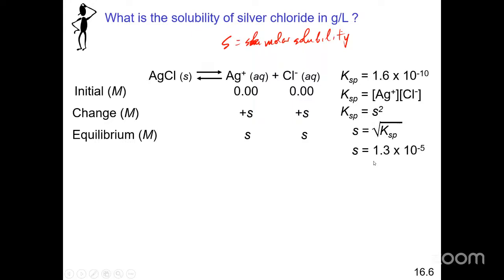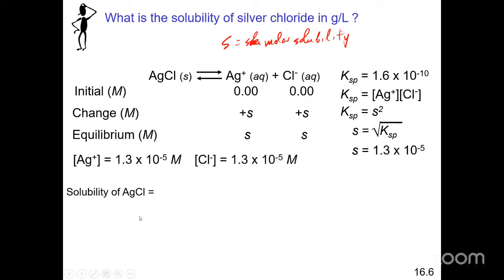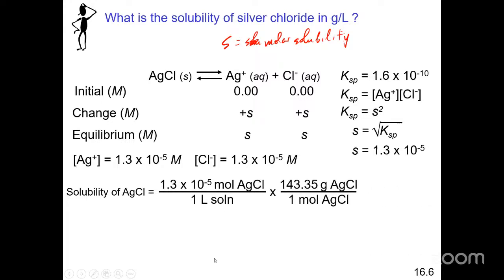But we cannot stop there because the question is not asking for the molar solubility. The question is asking for the solubility in grams per liter. So what that means is that you have to take the molar solubility and multiply it by the molar mass of silver chloride. Of course, you know how to do that by now. Then you do your number crunching, and you're going to end up with your answer being 1.9 times 10 to the minus 3 grams per liter. And that's basically how you find the solubility, starting with the Ksp value.